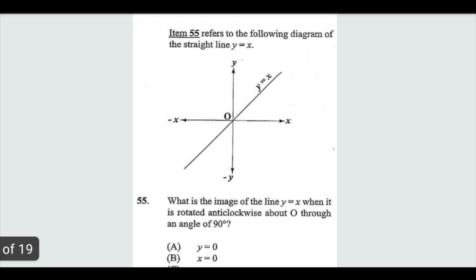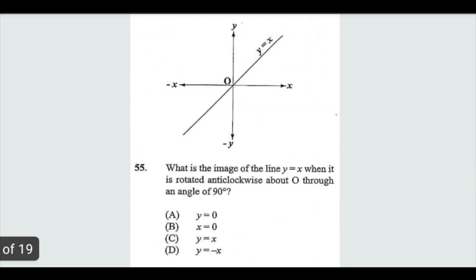Okay, so we continue, item 55 refers to the following diagram of the straight line y equal x. Sorry, so you have the line y equal x here. And it says, what is the image of the line y equal x when it is rotated anti-clockwise about O, which is the origin, through an angle of 90 degrees? Alright, so it rotated about O here, right? This is the center. So it says this line rotated anti-clockwise. That means it went in that direction, anti-clockwise.